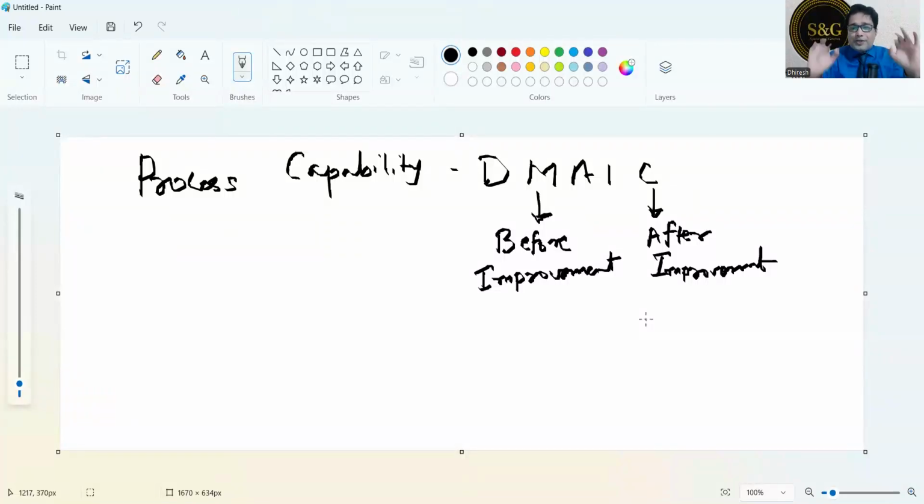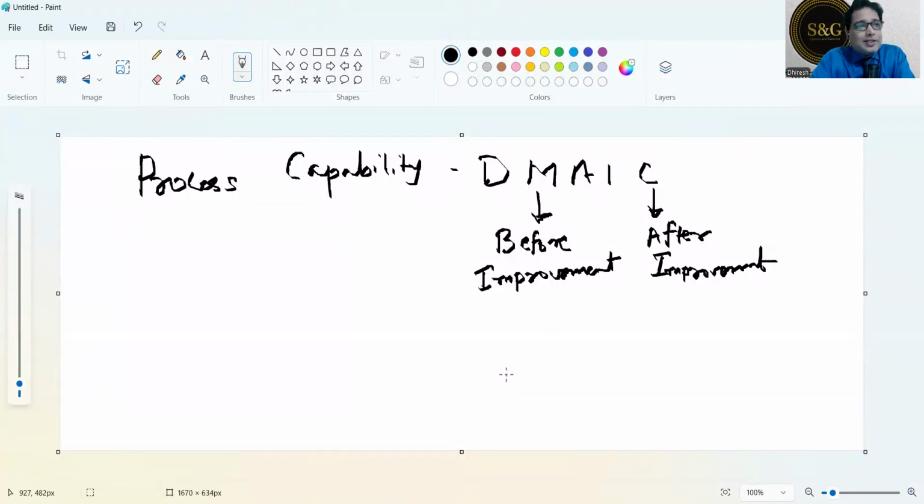Clear here? So process capability, have you understood? The simple definition of process capability is, write this down: ability of the process to satisfy customers' requirement. Simple definition. Everybody, write this down. Ability of the process to satisfy customer requirement. Clear? Ability of your process to satisfy the customer requirement.